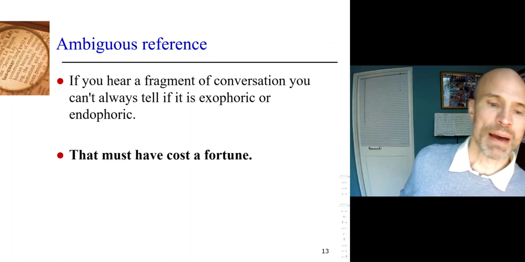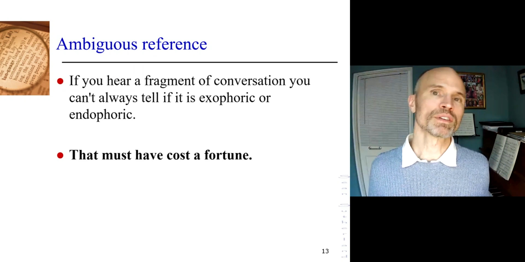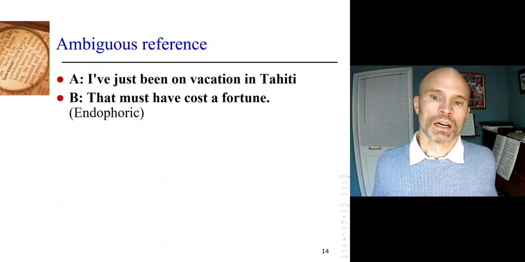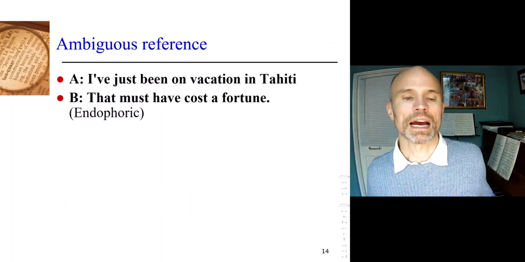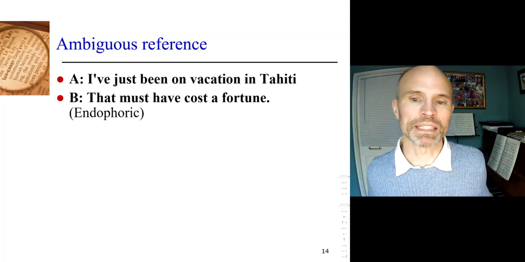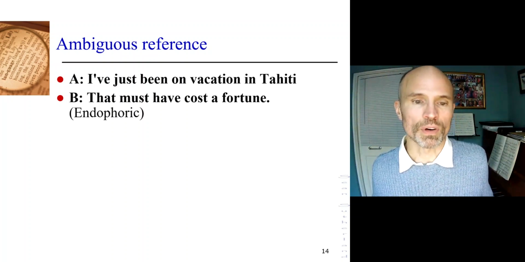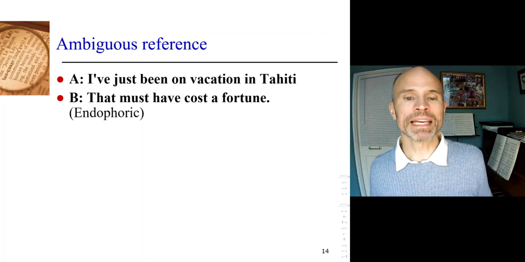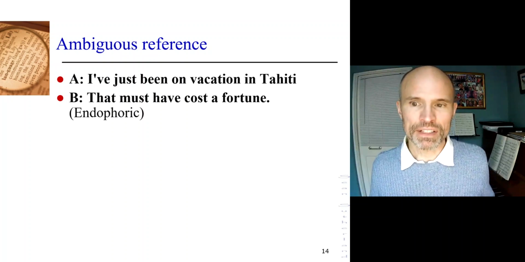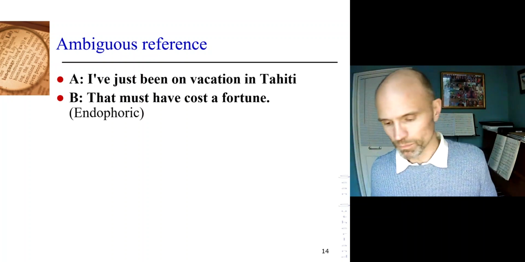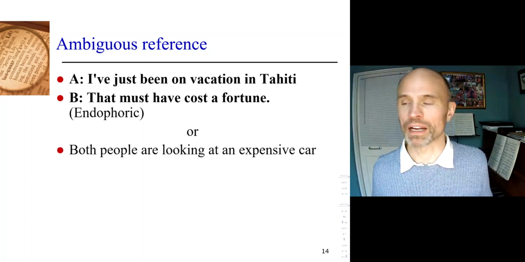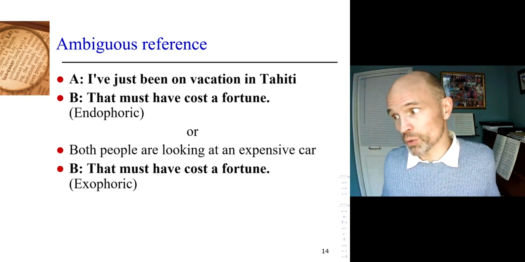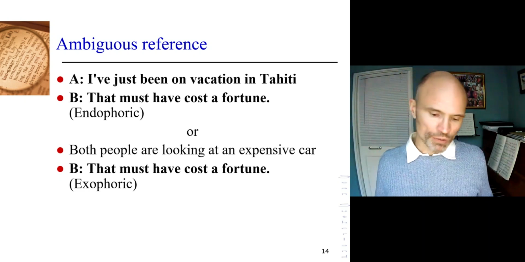Sometimes you can't tell, right? That must have cost a fortune. Is this exophoric or endophoric? Well, it would depend what's going on around it. A says I've just been on vacation in Tahiti, and then B says that must have cost a fortune. Well, this is endophoric. That refers in the text, in fact anaphoric, back in the text. B is saying a vacation in Tahiti must have cost a fortune. Whereas if the two people are looking at an expensive car and say that must have cost a fortune, that means the car we're looking at that we haven't actually mentioned. So you can't always tell, right?